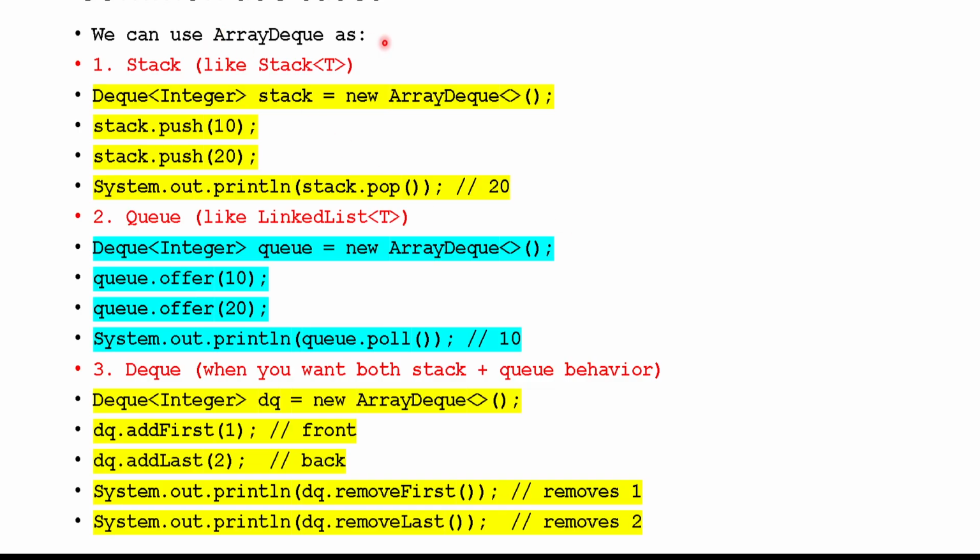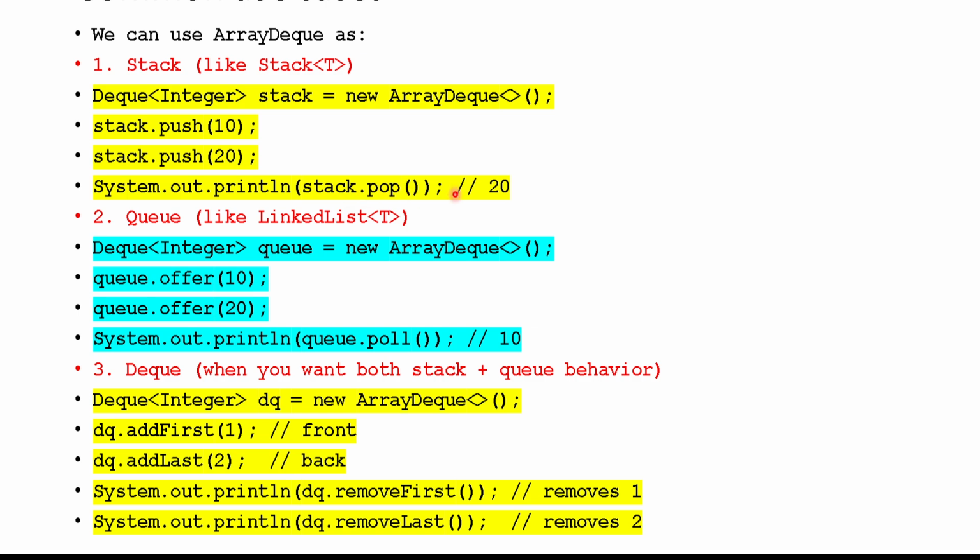So what are the common uses? ArrayDeque can be used like a stack, you can use it like a queue, and you can use it as a deque. When you want both stack and queue behavior, you use the deque. Otherwise, if you only want queue behavior, you use the queue, or if you only want stack behavior, you use the stack. When you want the stack, you just write new ArrayDeque of Integer, and you write it the same way in all the cases. Then you keep adding: stack.push gives 10, then stack.push gives 20, and when you print it you get 20, because the last element you added was 20.